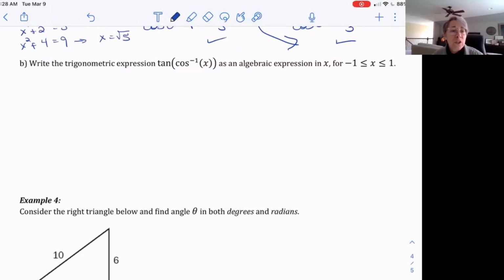Now we want a trigonometric expression, tangent of cosine inverse of x, and we want to write it as an algebraic expression in x between -1 and 1.